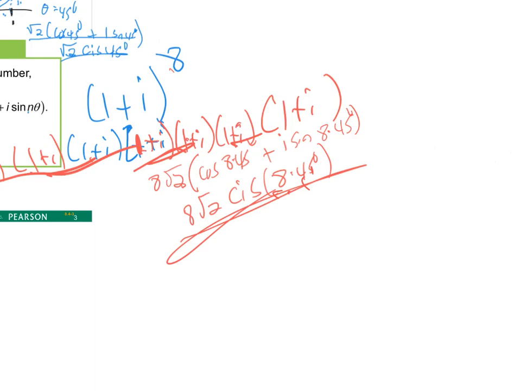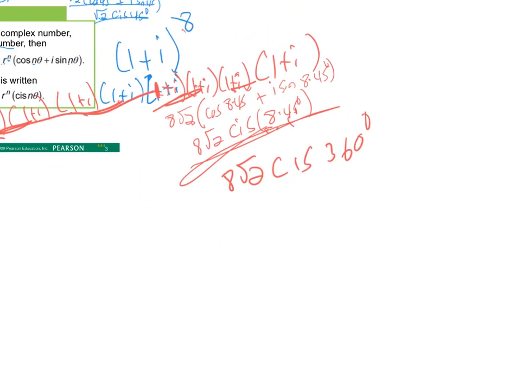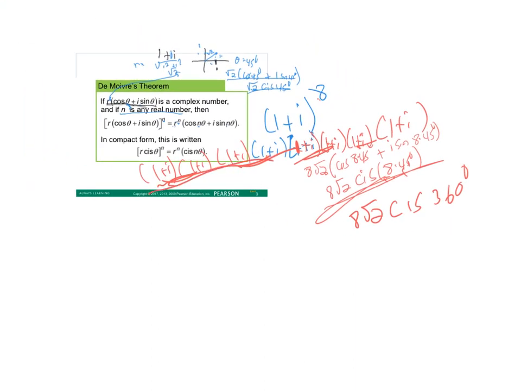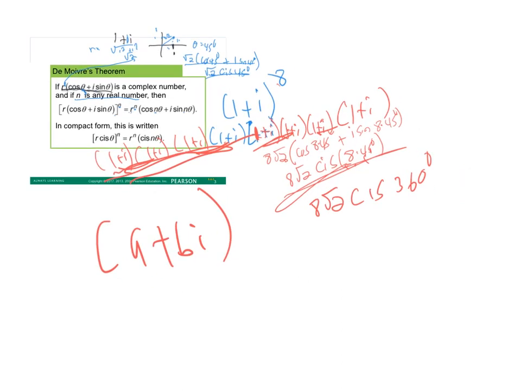I think so. So 8 square roots of 2 cis of 360 degrees. Well, I can actually convert this back into rectangular, to the complex number, the same way I want my original answer to be. I would love it to be a plus bi, some answer when I get all done.